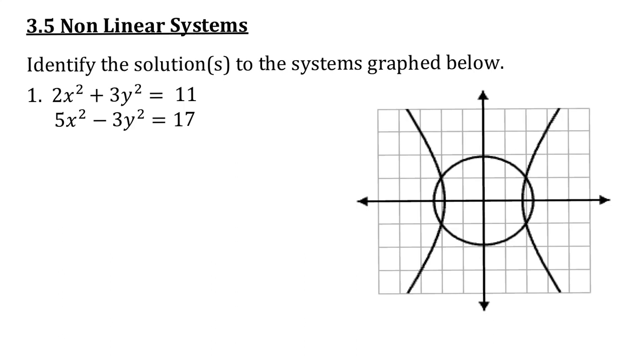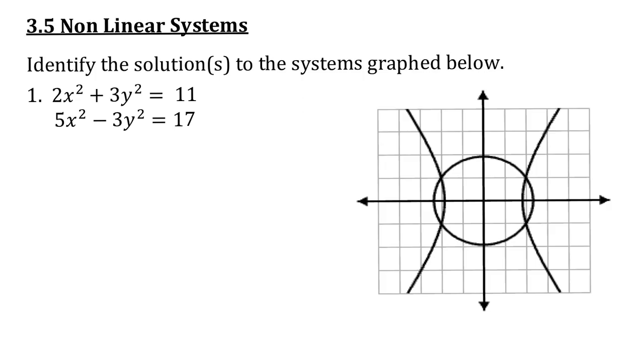Okay, in 3.5, we're looking at nonlinear systems. We have solved systems before. One method was graphing, but normally we had two lines. In this case, we have what we call an ellipse and a hyperbola. We don't know how to graph those yet, but if we have the graph, we can still find the solution.